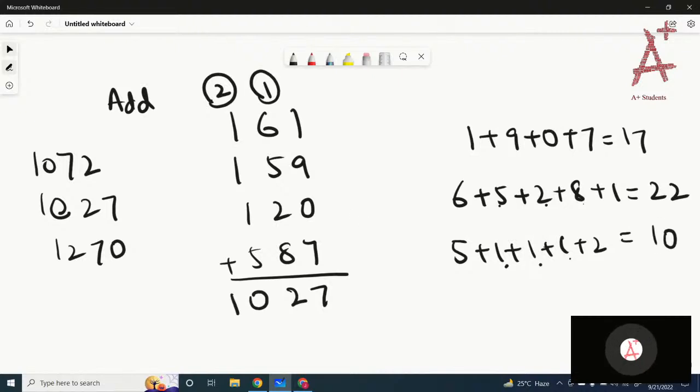So that means the correct option is the second one, 1027. Select the correct option and click on the OK button. Got it? Okay, the next one is again add.